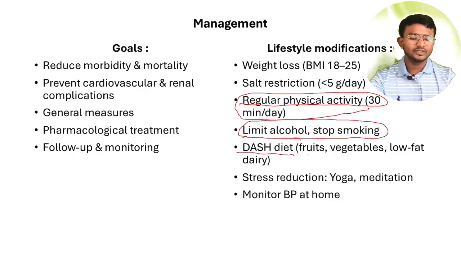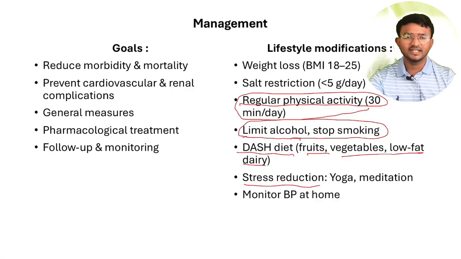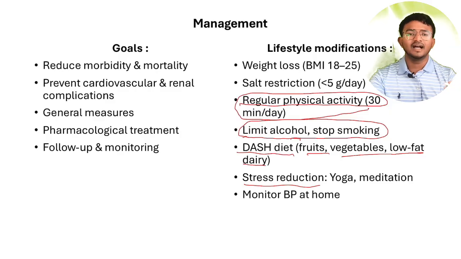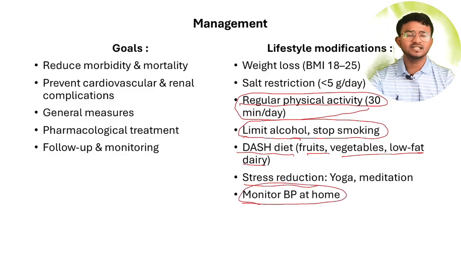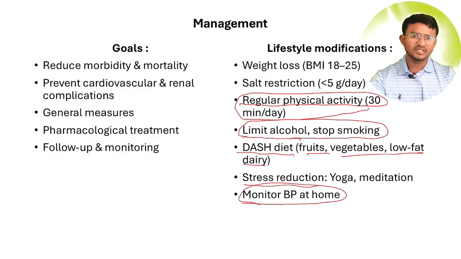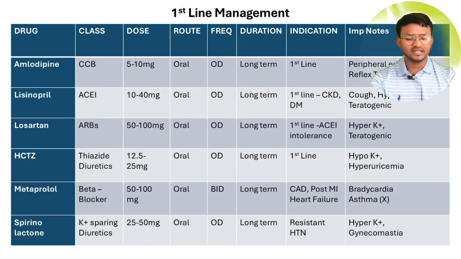Next, the DASH diet: the patient has to consume fruits, vegetables, low fat dairy and less salty food. Next, stress reduction by doing yoga, meditation, spiritual growth, and listening to peaceful music. Next, we have to monitor blood pressure at home. So these are the lifestyle modifications the patient has to do.